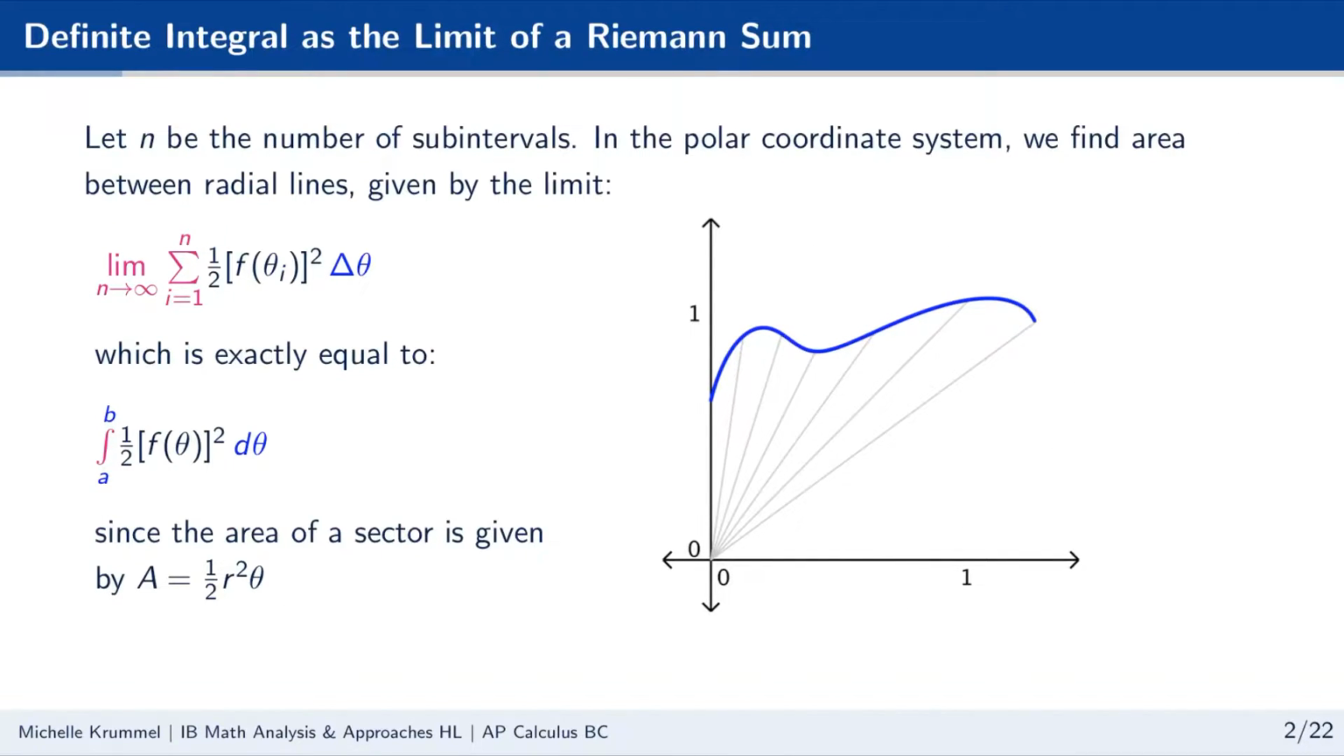But let's think how this might work in the polar coordinate system. Again, we're going to have n subintervals, and to visually represent what's going on here, we're going to make the intervals rather wide, but ultimately we're going to want to make these intervals really, really tiny. So we're going to use a limit to let n approach infinity so that each one of these subintervals is infinitely tiny.